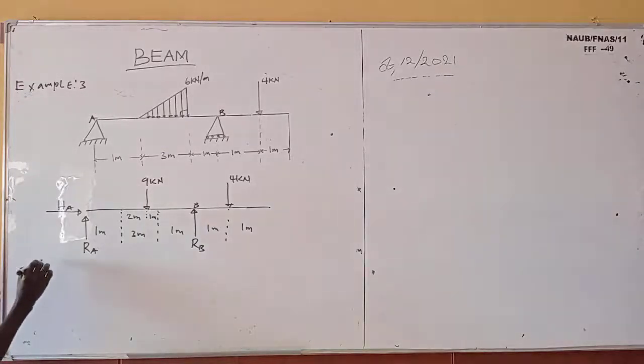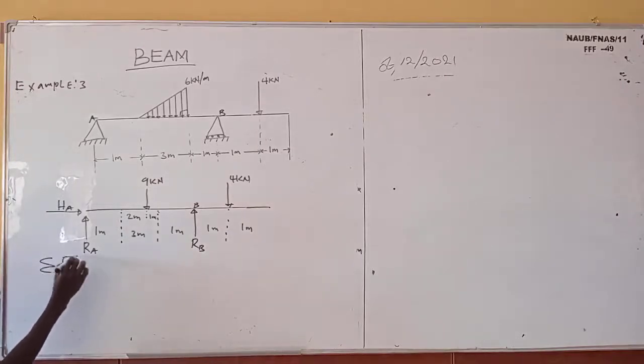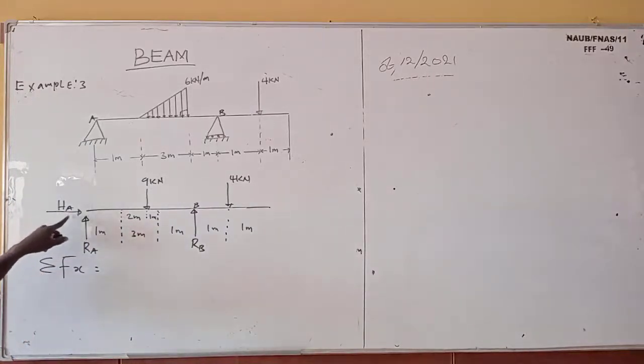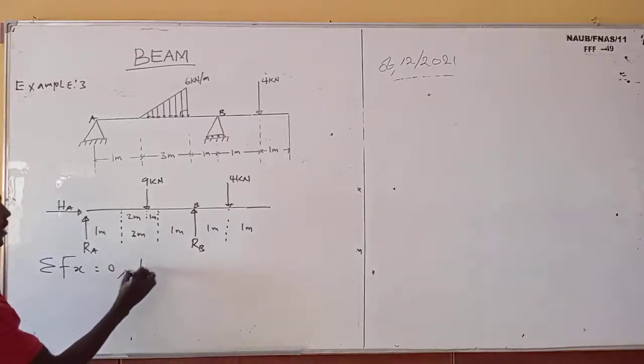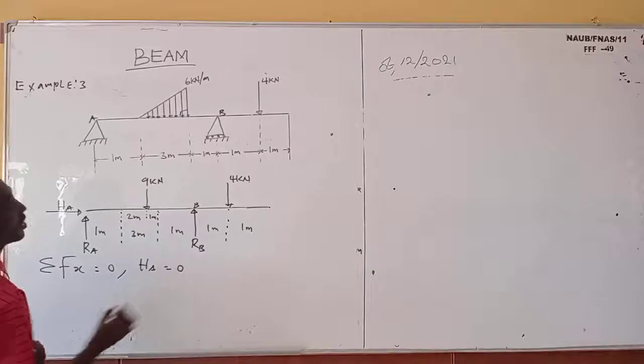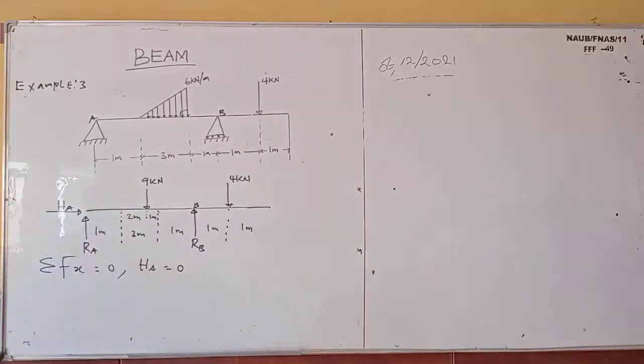So now let's start with the sum of horizontal force. This is how we represent the sum of horizontal force. What are the horizontal forces we have here, which is HA only? So we say the sum of horizontal force equals zero. It means HA is equal to zero. We do not have any horizontal force. Okay, so now the next thing is the sum of vertical force, which is zero vertical forces.